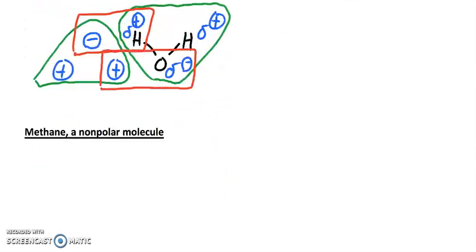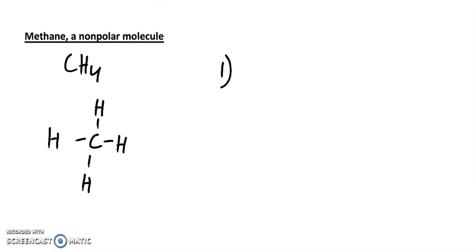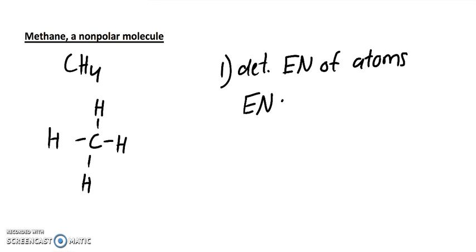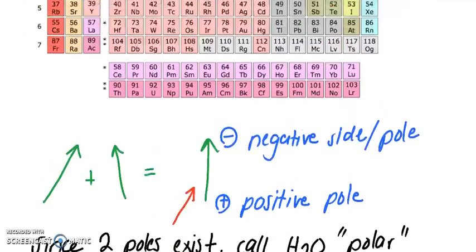Okay, so we discussed a polar molecule. Now for a non-polar molecule. We're going to start with methane, and methane is CH4. So it's going to be a carbon linked to 4 of these hydrogens. To determine polarity, it's going to be the same process. Determine electronegativity of the atoms. Again, you look at your periodic table. So let's go back to our periodic table.